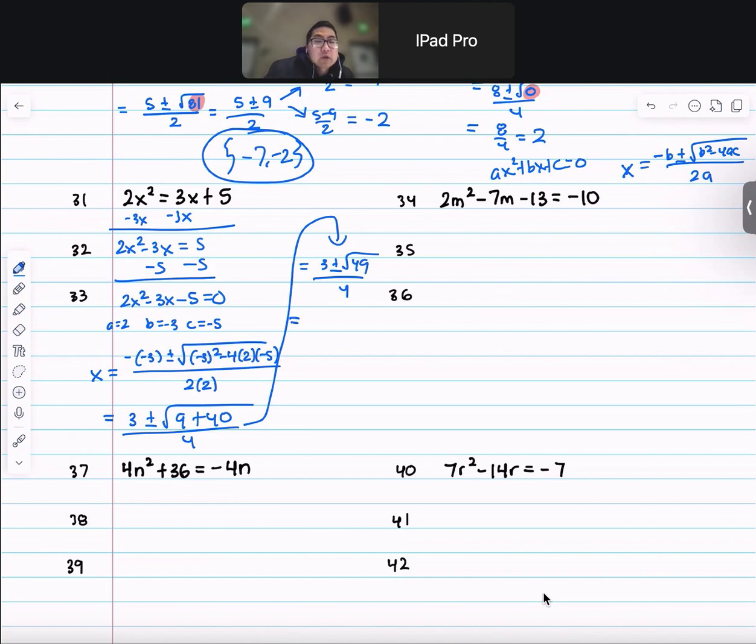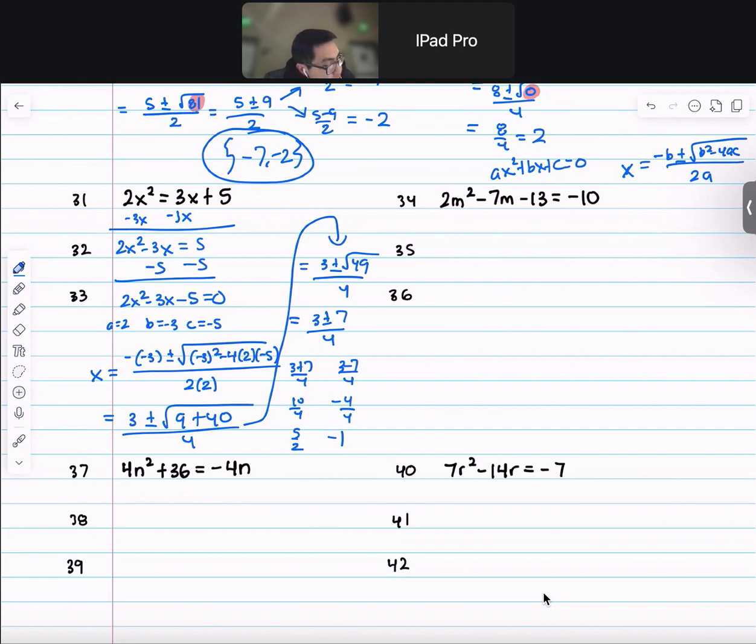And the square root of 49 is 7, right? So we got 3 plus 7 over 4 or 3 minus 7 over 4. Well, 3 plus 7 is 10 over 4. Divide top and bottom by 2. That's 5 halves. 3 minus 7 is negative 4 over 4, which is negative 1.